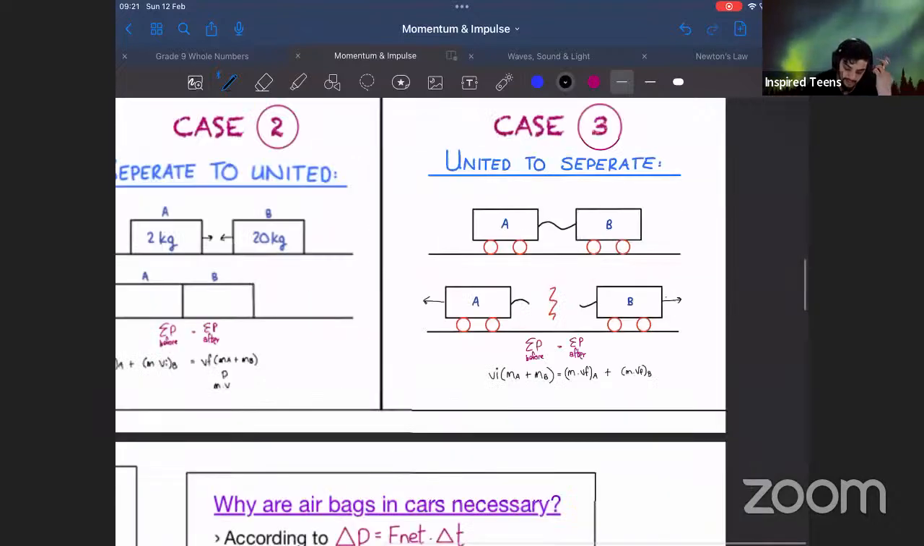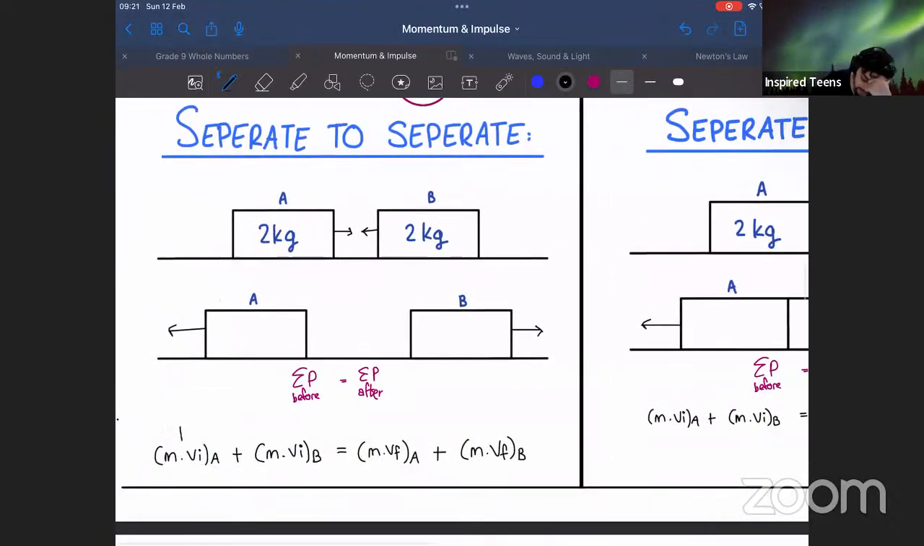Okay, so remember this: mass times velocity is a momentum calculation. It is momentum initial for A, this is momentum initial for B. This is m times v, the momentum final for A, and this is the momentum final for B. So the reason I am firstly multiplying masses and velocities is because I'm calculating momentum, and that is the formula.